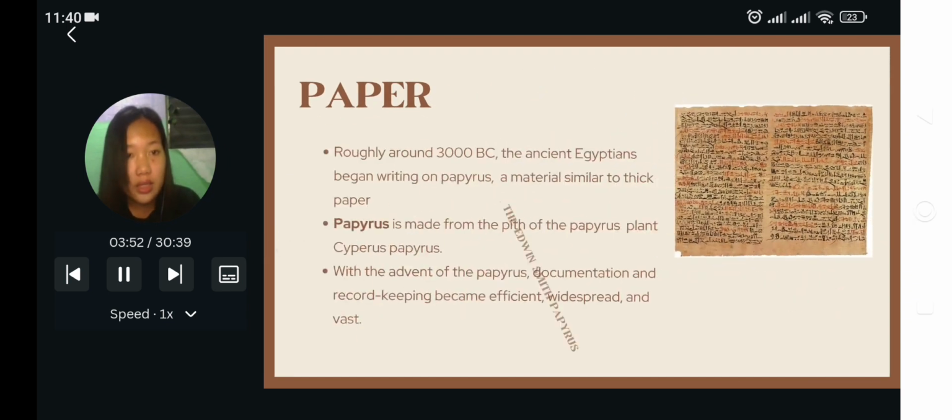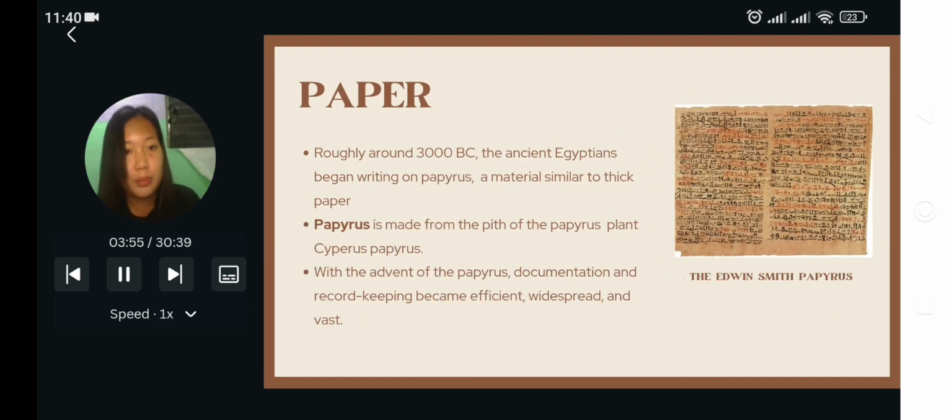Next invention is paper. Roughly around 3000 BC, the ancient Egyptians began writing on papyrus, a material similar to paper. Papyrus is made from the pith of the papyrus plant called Cyperus papyrus. So we had the invention of paper through the Egyptians. Before, their way of writing was to write only important occasions on stone, because it is difficult to write on stone. So only important events were written there.